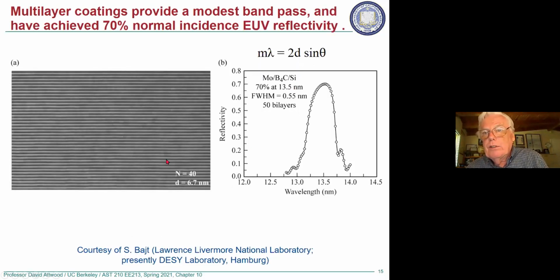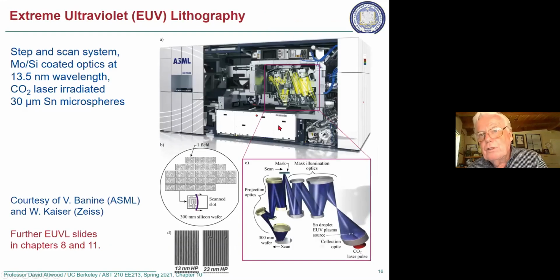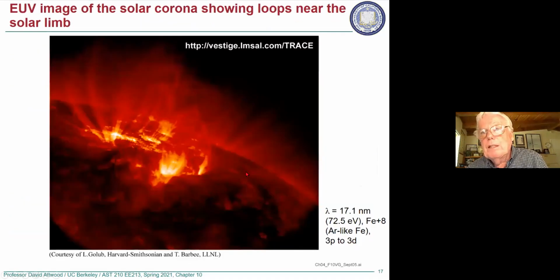This is one that we've shown many times. This is the polysilicon one that got to 70% reflectivity. And it's the enabling technology for the EUV lithography. But these same kinds of coatings are used for solar physics.